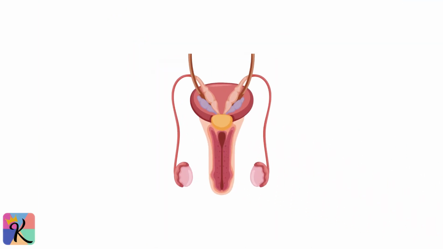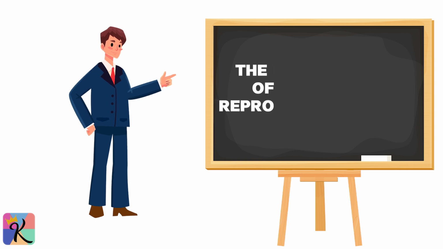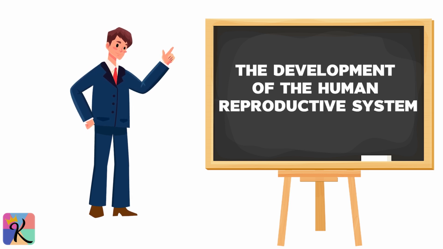The development of the reproductive system is an intricate series of events where an embryo differentiates into male or female, forming the gonads, genital ducts, and external genitalia. Today, we'll explore how this process unfolds from conception to late pregnancy.